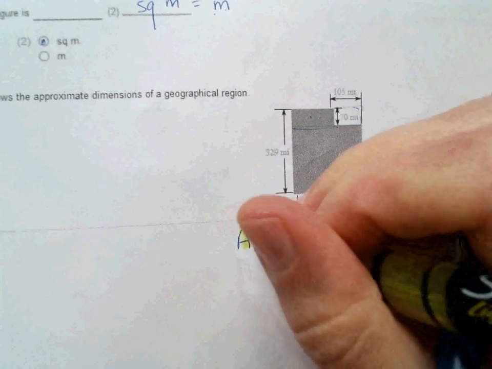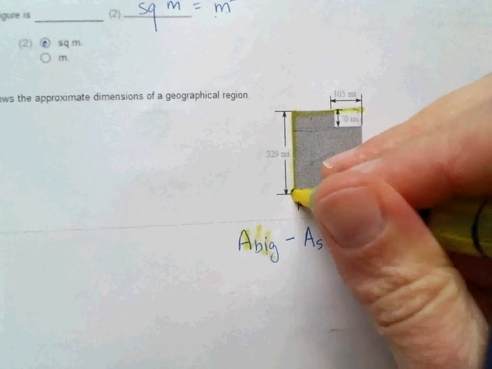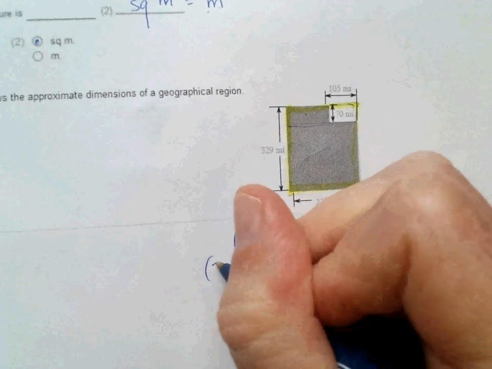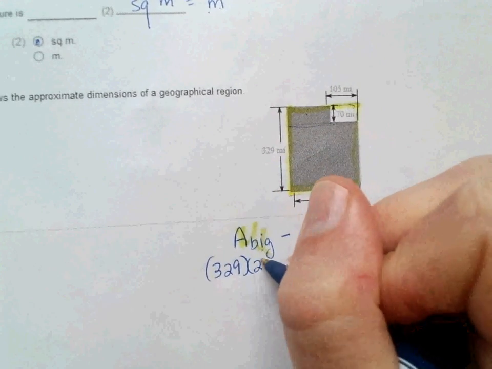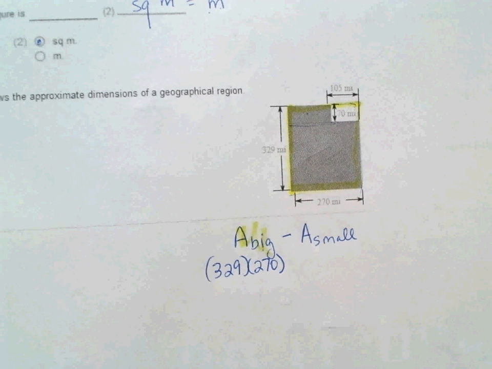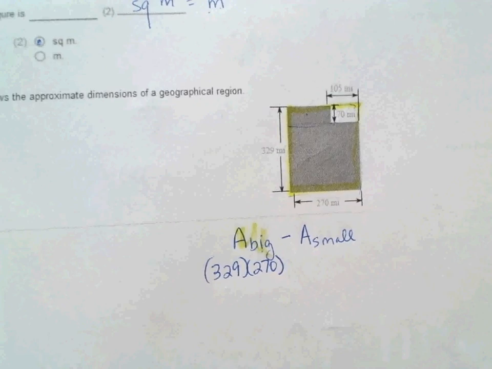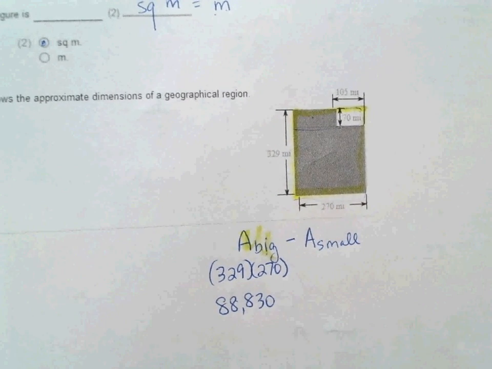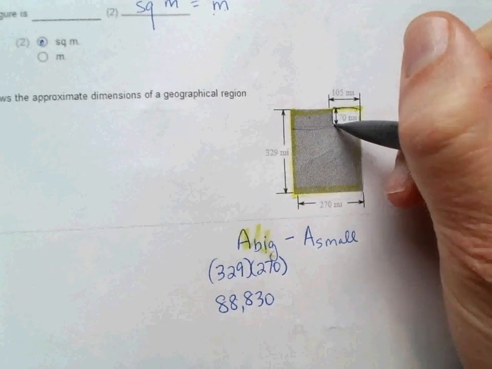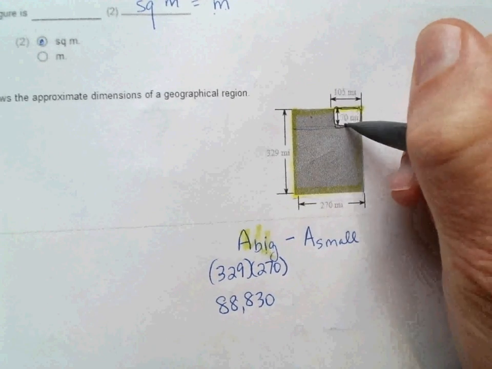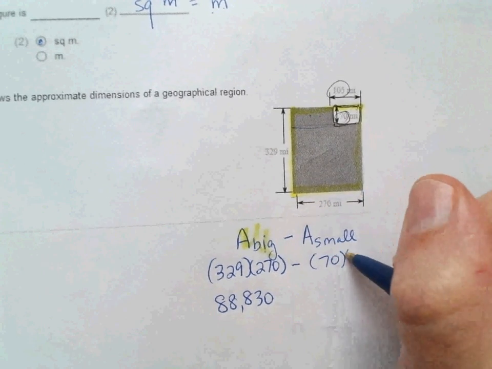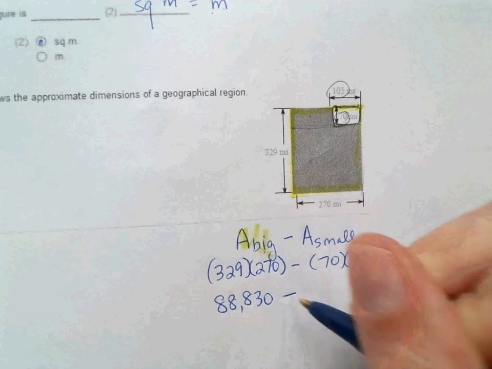So the big one I'm going to outline in yellow. So the big is going to be as if that piece wasn't taken out in the corner. So it would be 329 times 270 for the big one. And that gives you 88,830. The small one is up here in the corner. So it's going to be 70 for a height and 105 for the width. So minus 70 times 105.